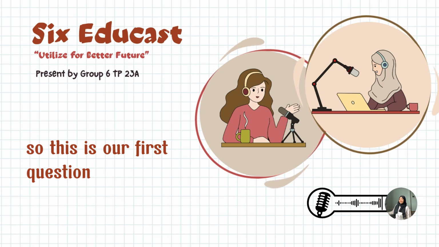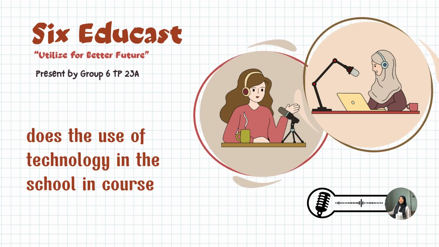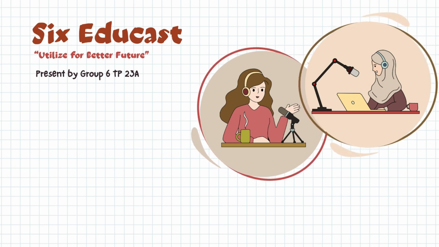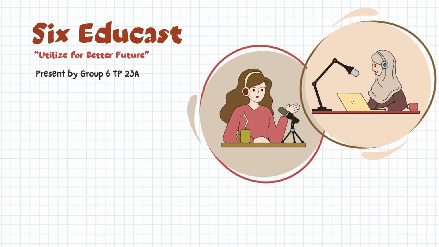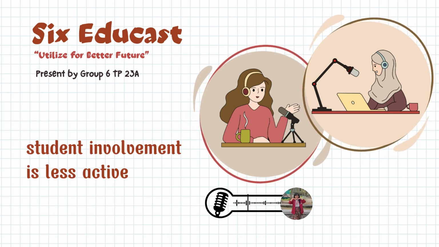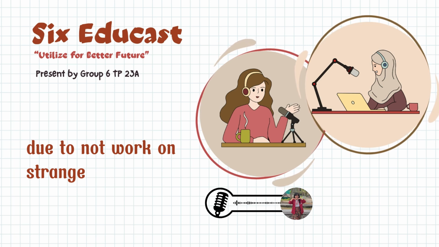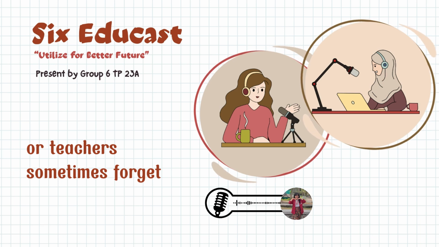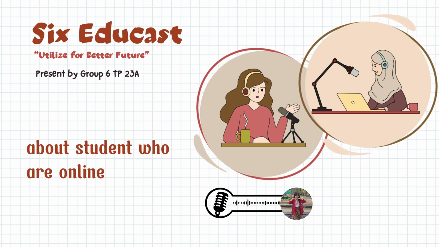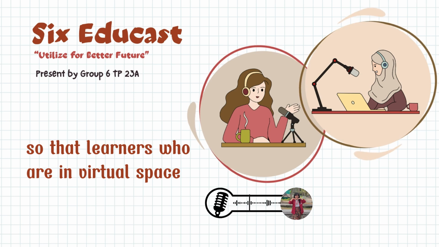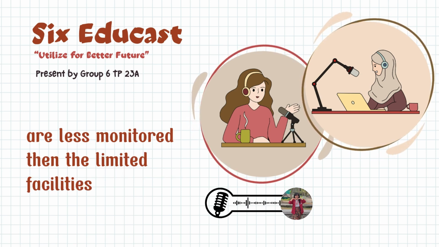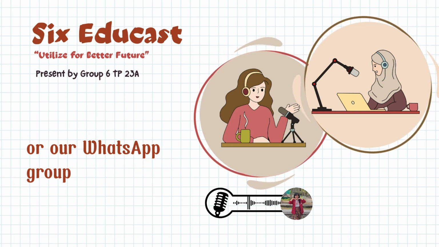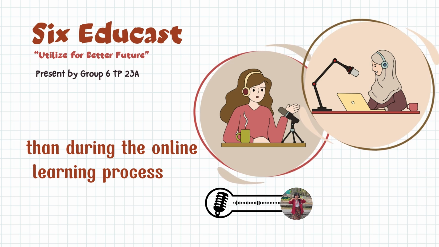So, this is our first question. Does the use of technology in the school increase student engagement in learning? Student involvement is less active due to network constraints than due to hybrid, making tutors or teachers sometimes forget about students who are online, so that learners who are in virtual space are less monitored than the limited facilities. Also makes students tend to be more monitored in online chat or our WhatsApp group than during the online learning process.